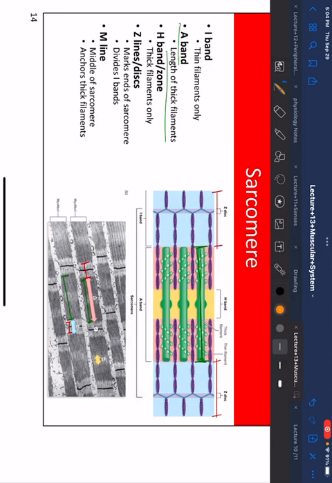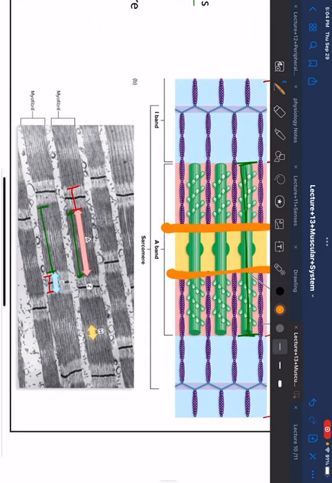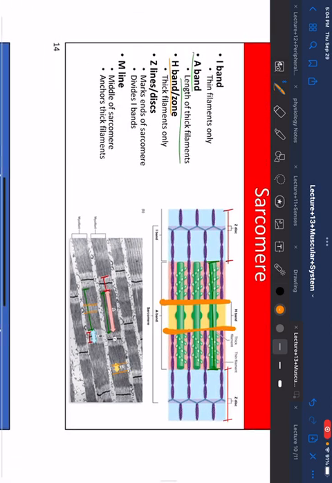So if we look at this interval, up and down, there's only thick filaments here in green. And thus, that would represent the H band. Here would be your H band, and over here would be your H band. It's a little bit lighter in color because we only have the thick filaments. It's darker adjacent to the H band because we have the overlap of thin and thick filaments.